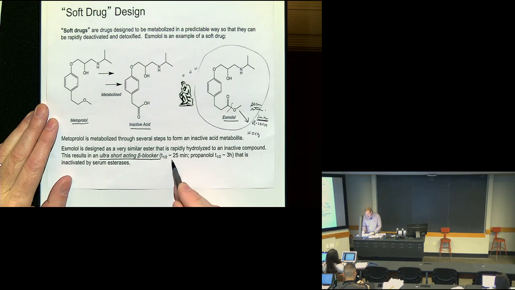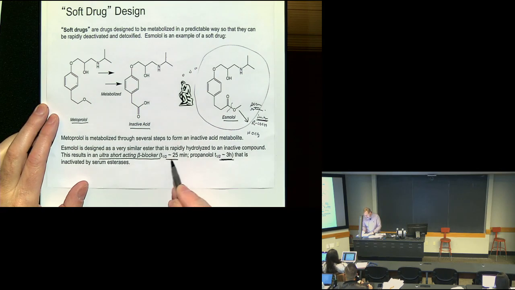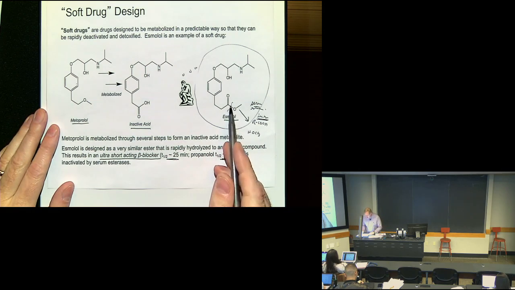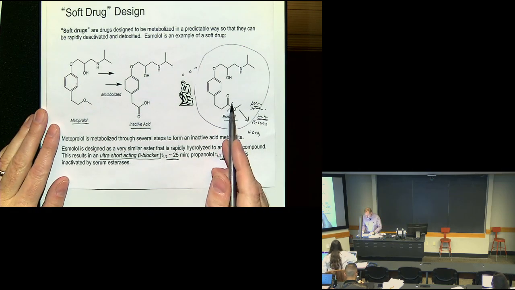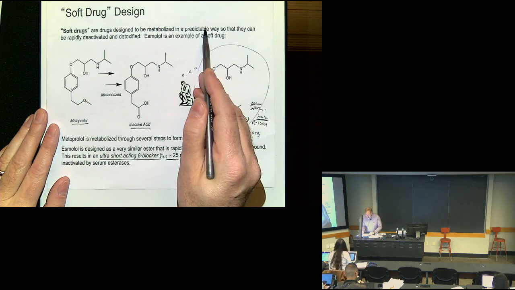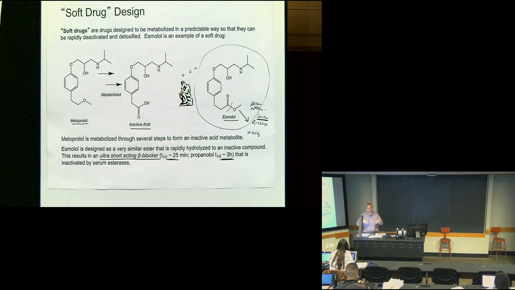So if you look at some of the others, the half-life might be 3 hours. This one's like less than half an hour. So super fast getting rid of them out of the system. So if you want a short-acting compound, they use this strategy called soft drug design to design something that gets metabolized in a predictable way so it can be rapidly deactivated or detoxified. So this is making something that's short-acting. But you can also imagine if you have a toxic drug, you don't want it to sit around for a long time. You might use soft drug design to make something less toxic.